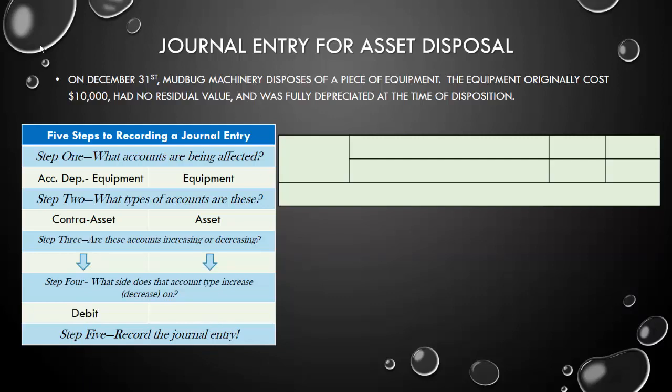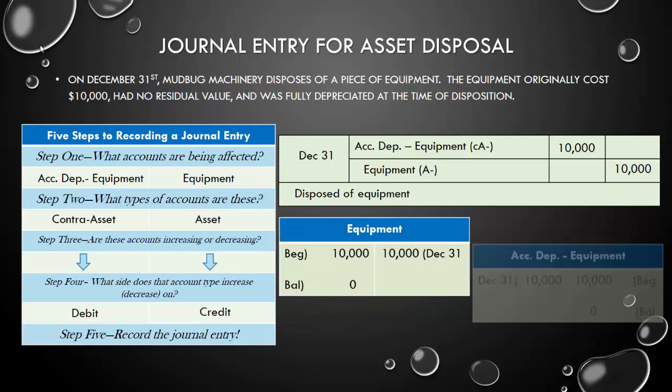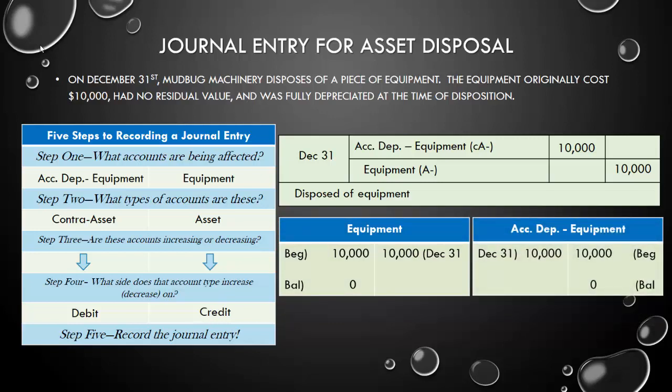Contra assets go down with a debit, assets go down with a credit. So in our journal entry on December 31st, we're going to debit accumulated depreciation for its $10,000, and we are going to credit equipment for its $10,000. Our debits equal our credits. We're good there when we dispose of equipment. And after we do this, the T accounts for equipment and accumulated depreciation of equipment are both going to have a balance of 0. It's like they're not on our books, and they shouldn't be, because we disposed of this piece of equipment.